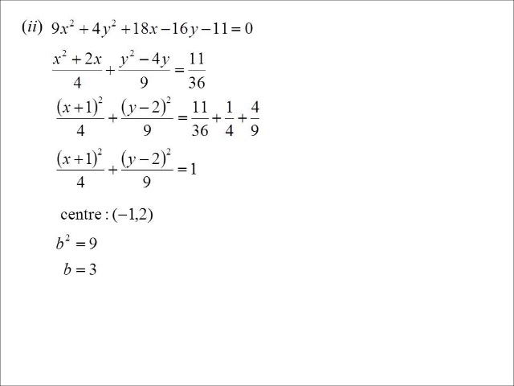B squared is bigger than a squared, you will notice. So this particular ellipse, if we were to draw it, would be elongated vertically rather than horizontally. So it's the b squared I'm interested with here, not the a squared. B squared is 9, which means b is 3. My eccentricity squared will now be b squared minus a squared on b squared, with the a's and b's swapping around. And I get √5 on 3.